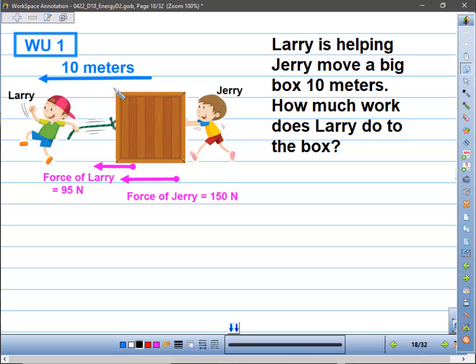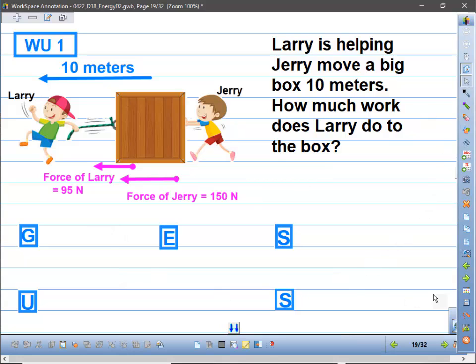Here's our picture. You remember you don't have to copy the picture. And here's the word problem. Larry is helping Jerry move a big box 10 meters. How much work does Larry do to the box? And here's your information. So our typical GUESS problem. So you are going to have to write GUESS for our problem solving steps. And so for this word problem, don't forget, copy the blue.